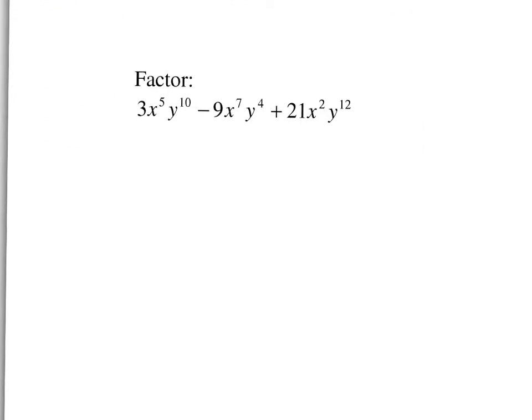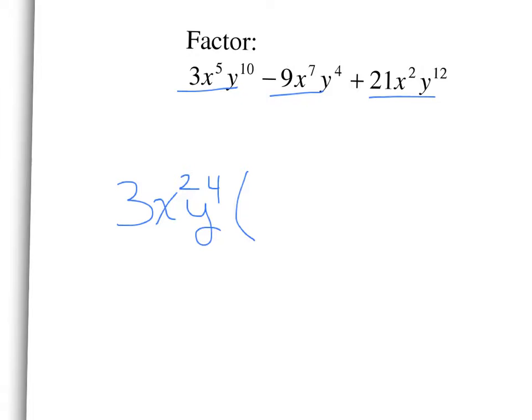Let's do it on this one. What's the largest number that goes into 3, 9, and 21? That would be 3. Look at the x's. X to the 5th, x to the 7th, x squared. Choose the smallest exponent, would be x squared. Y to the 10th, y to the 4th, y to the 12th. Choose the smallest exponent, and this is the GCF. And now we're going to divide each of those terms by the GCF, 3 x squared y to the 4th. And that will tell you what will be left in your parentheses.